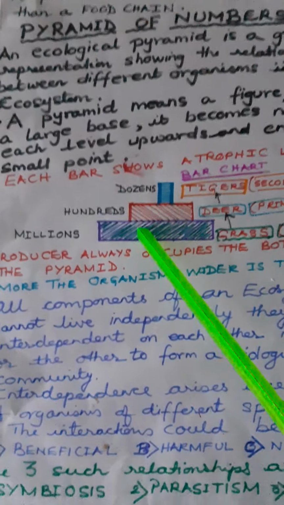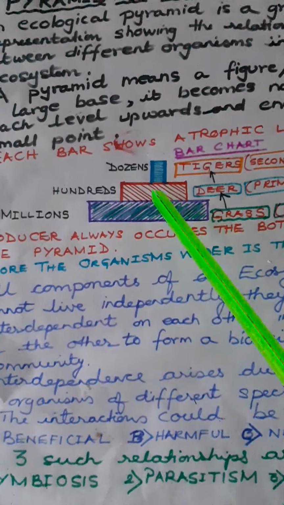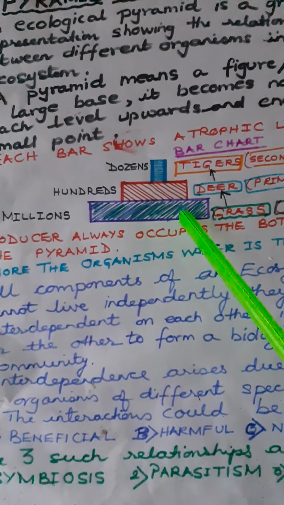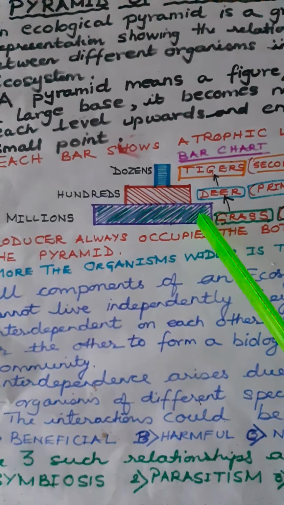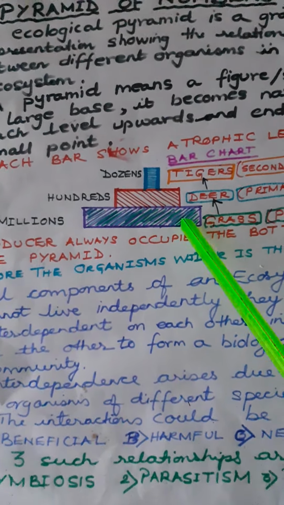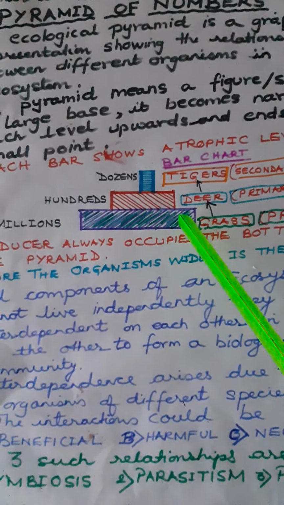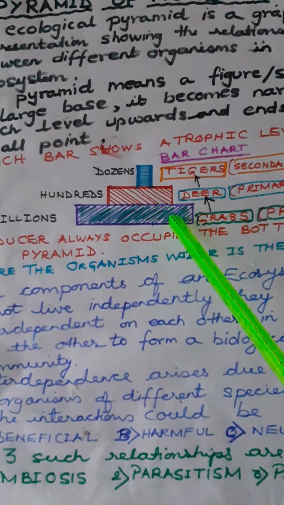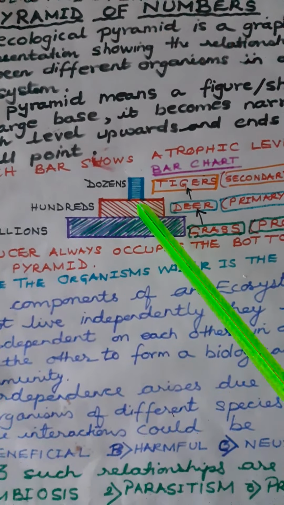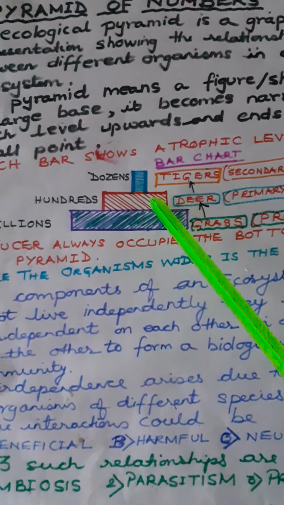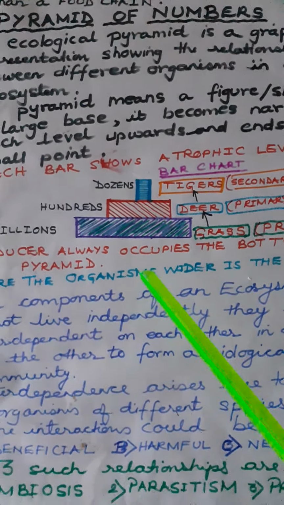Since this is a pyramid of numbers, it shows which one has the largest number. The one at the base is very long, with a very broad base. That means it has the maximum number of individuals. Usually the base is occupied by the producers or plants. Then on top of that we have the primary consumers, those that eat the producers. Then we have the secondary consumers.